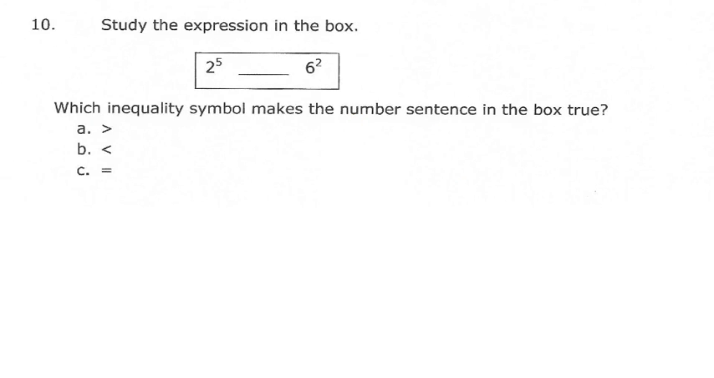Question number 10. Study the expression in the box. Which inequality symbol makes the number sentence in the box true? Greater than, less than, or equal to? So the first thing you have to do is solve. 2 to the fifth power is equal to 32. 6 squared is equal to 36. Now you can compare them. 32 is less than 36, so your answer is B.